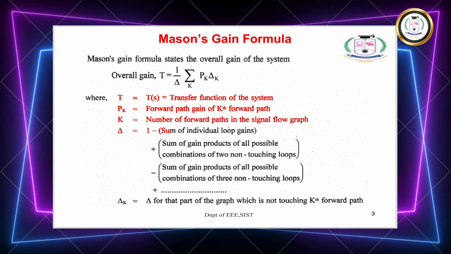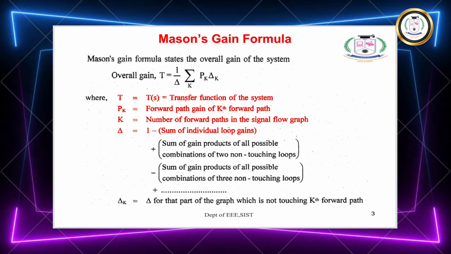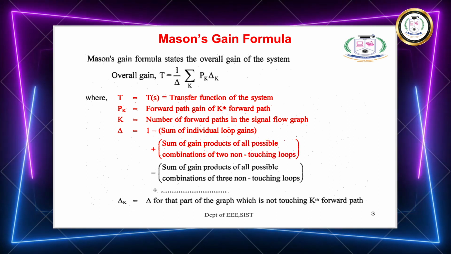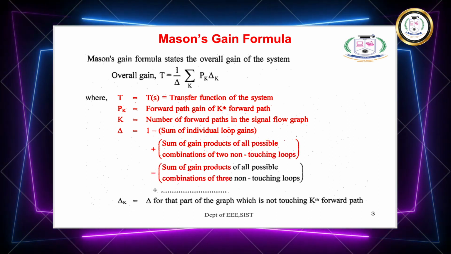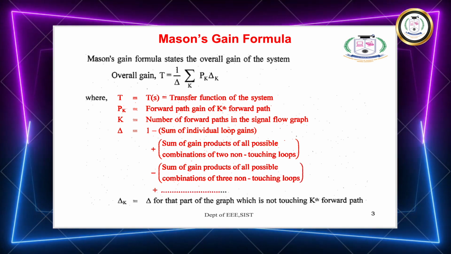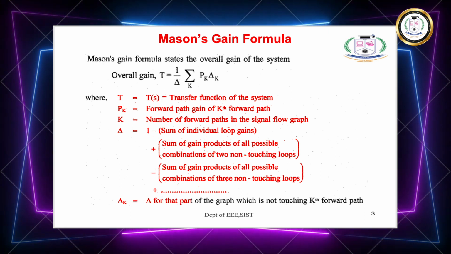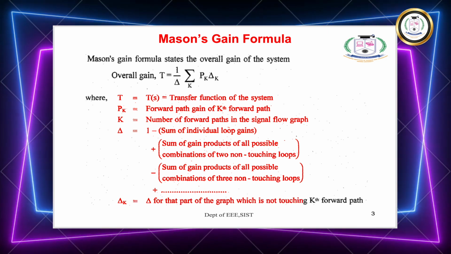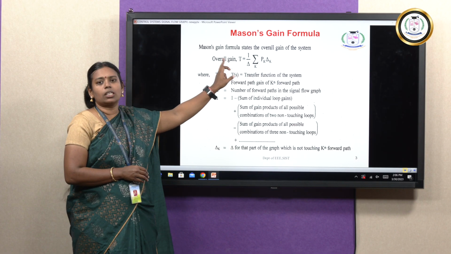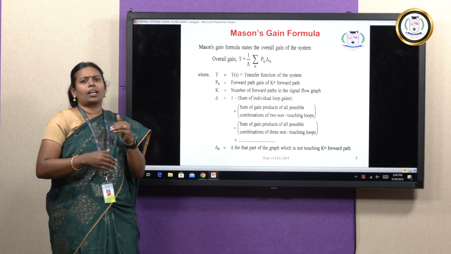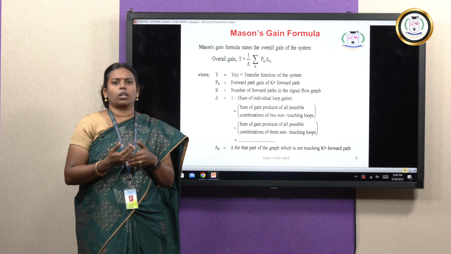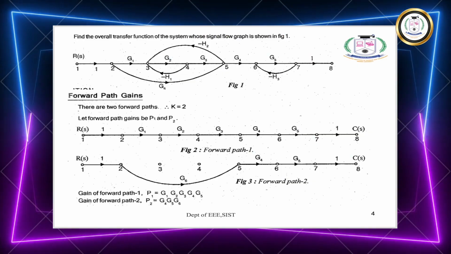Del equals 1 minus sum of individual loop gains plus sum of gain products of all possible combinations of two non-touching loops minus sum of gain products of all possible combinations of three non-touching loops, and plus it goes on based on your loops. Then del k equals del for the part of the graph which is not touching the kth forward path. So this is an explanation for the terms we use in Mason's-Kane formula. You can understand much better when you take an example, so we can go for the example.